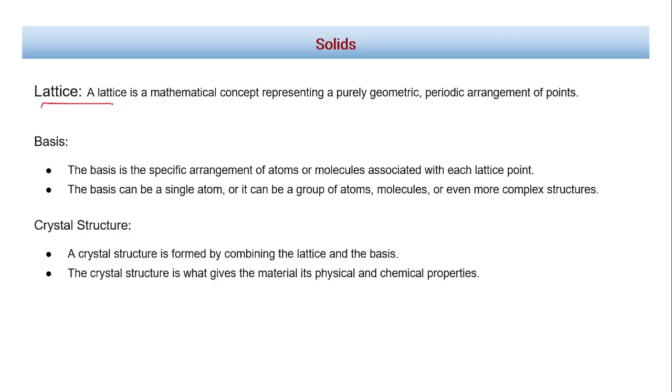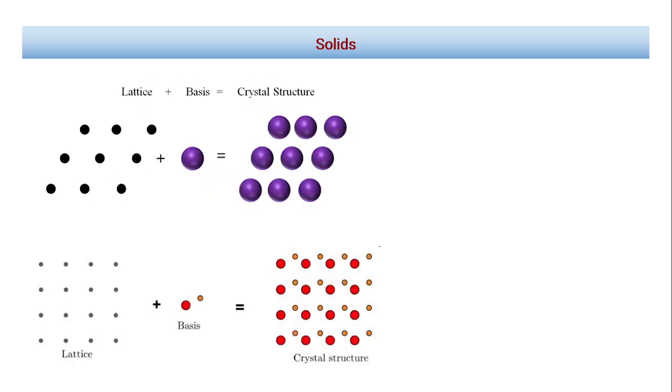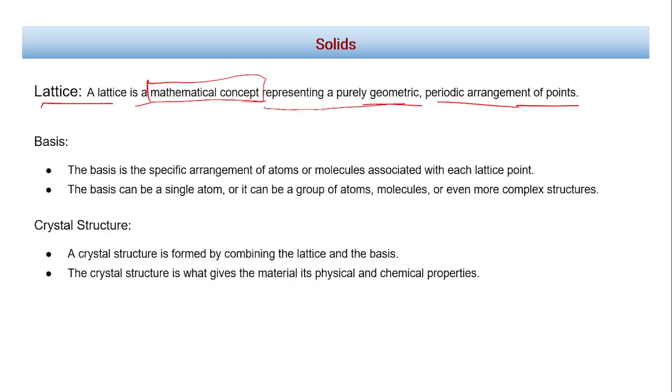When we say lattice, first let me just read out how we define it. Lattice is a mathematical concept, not actual; mathematically means we can visualize it, but it's not actually like that. I'll tell you why. It represents a purely geometric periodic arrangement of points. This I'm showing you here is a lattice. It's a periodic arrangement of points. This is one point, second, third, fourth, then again.